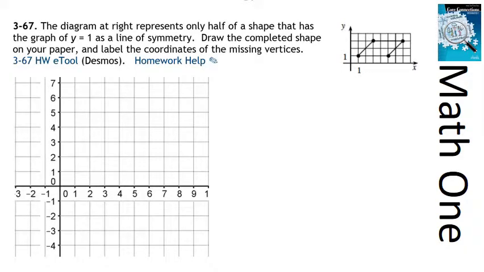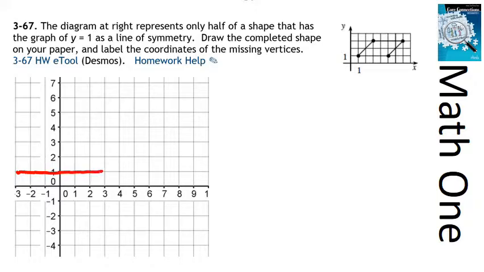So the diagram at right represents only half of a shape that has the graph y equals 1 as a line of symmetry. So let's first of all put that on there, y equals 1, right? So, the x values are changing, but no matter what, y's are always 1. So that's this horizontal line that goes along through here.